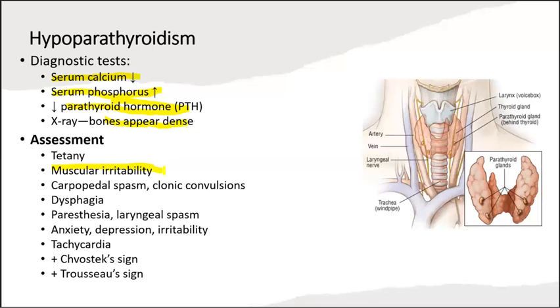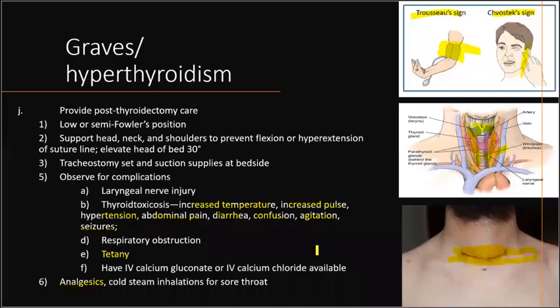What do you see in the muscles? Muscle cramps, muscle spasms. You also notice carpopedal spasms and clonic convulsions. There's difficulty swallowing. There's paresthesia, laryngeal spasm. The patient becomes anxious, depressed, and easily irritated. There's also tachycardia, and you will notice a positive Chvostek and positive Trousseau sign. So remember, we talked about the Trousseau sign and the Chvostek sign in the last slide.